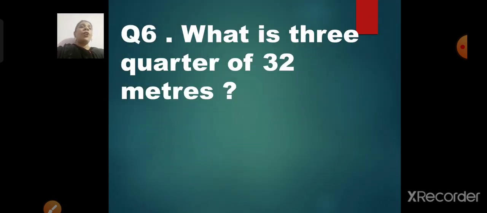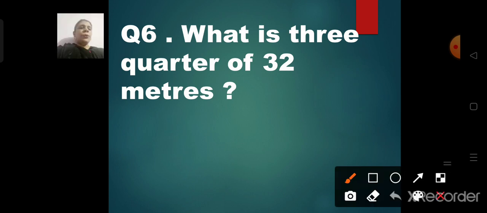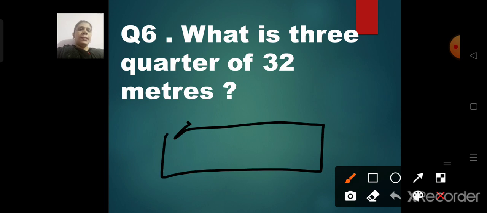What is 3 quarters of 32 meters? Now here children, you have to calculate what is 3 quarters of 32 meters. I'll show you here. Now suppose this is 32 meters. We need 3 quarters. First we'll divide it into 4 equal parts: 1, 2, 3 and 4. So how will we get 3 quarters?